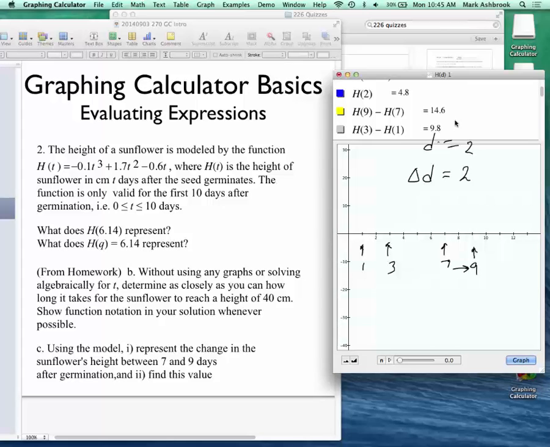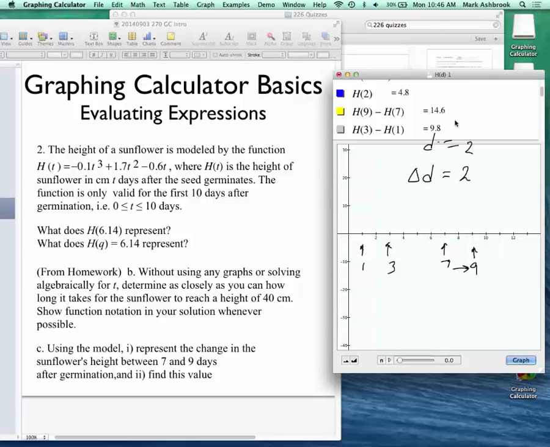Okay? So h of 2, what's that? The height at 2 days after germination. H of 9 minus h of 7, a change in the height if days change from 7 to 9, and h of 3 minus h of 1, a change in height if days change from 1 to 3 days. And so you get a different number of centimeters in each case, because all different meanings. All right, questions so far before we get to graphing? So this is looking at function notation, some different things.